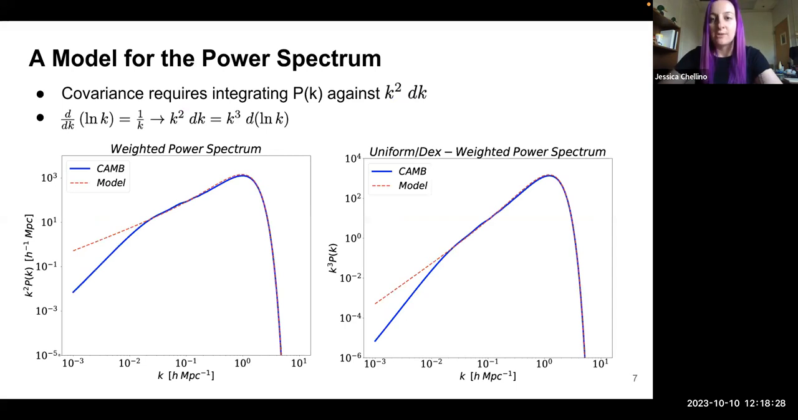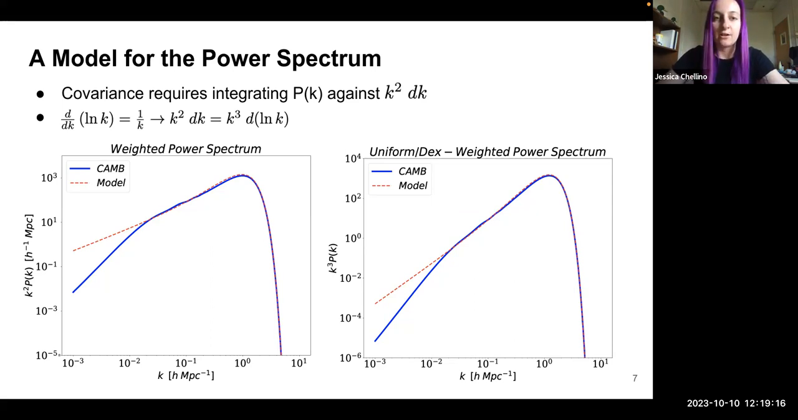When we evaluate the power spectrum integrals that are needed for the covariance matrix, we need to integrate them against the Jacobian k-squared dk. The plot on the left shows this k-squared weighting for the power spectrum. If we take the derivative with respect to k of ln of k, we can rewrite this Jacobian k-squared dk as k cubed times d ln k. That allows us to get a uniform per dex weighted power spectrum, which is plotted on the right side. Both of these plots show that our model and true power spectra again match up pretty well, except for the lowest wave numbers. But again, this deviation at lower wave numbers does not significantly affect what we're doing.